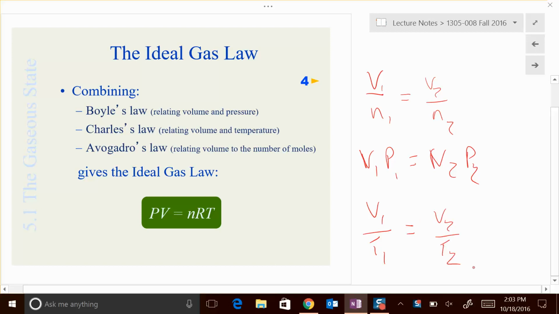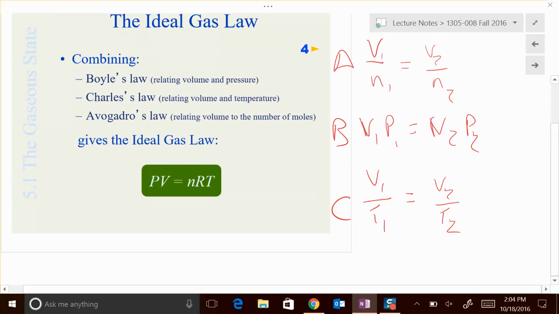So these are the three gas laws, the ABC gas laws, Avogadro's, Boyle's, and Charles's. That's how I refer to them. Okay? So these ABC laws, if you combine them into one gas law, then you get V1 P1 over N1 T1. Okay? So I've combined all the laws into one, and they will no longer equal V2 P2 over N2 T2. They will equal a constant number, R.